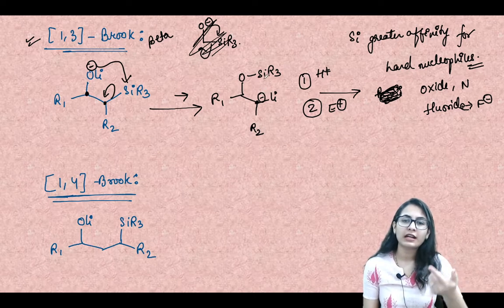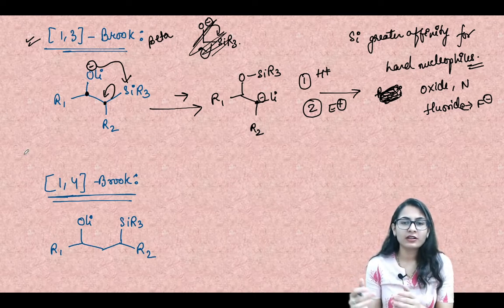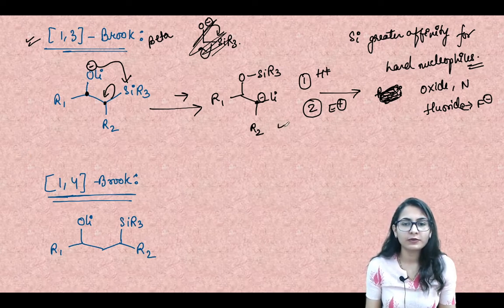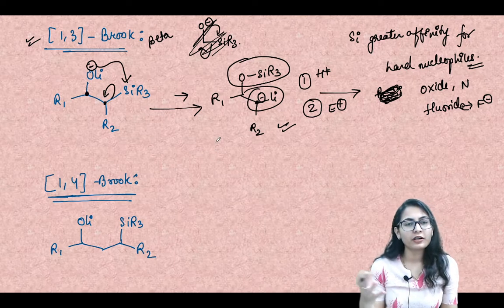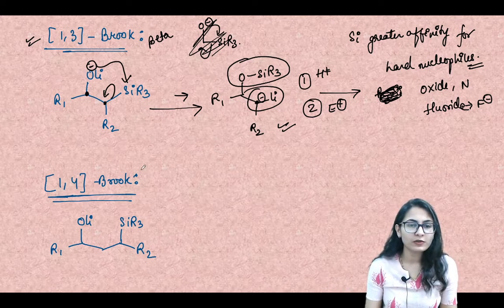Alright, huge affinity towards oxygen, nitrogen and fluorine, and that is why the carbanion which is formed once again is not going to attack back on silicon to give you the oxyanion once again. The major side is going to give you this product, alpha silyloxy carbanion, like this. So this is what you get as the one product of the 1,3 Brook rearrangement also.